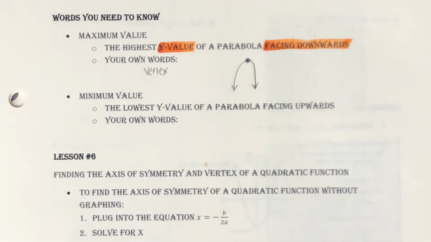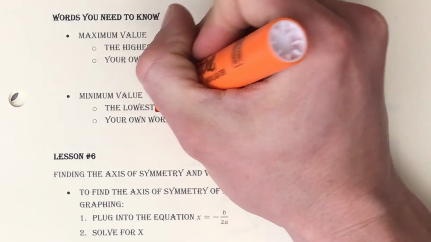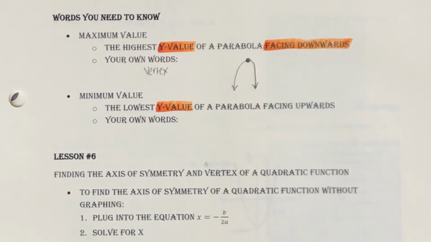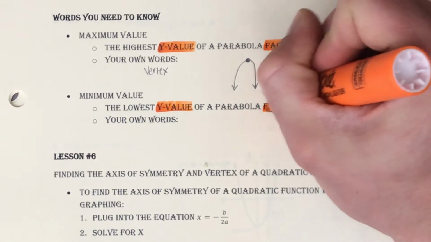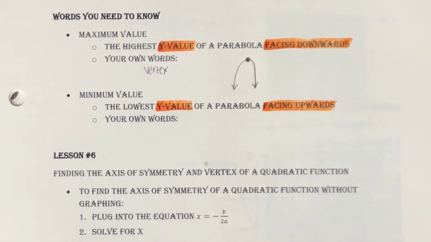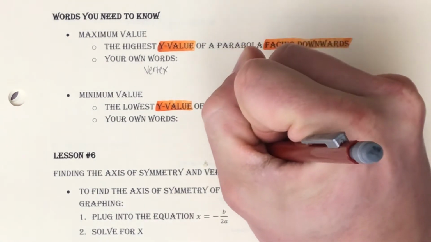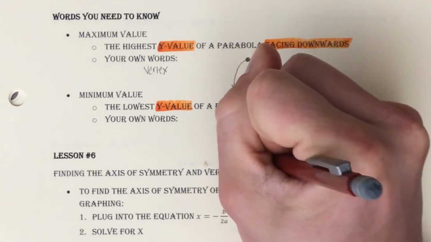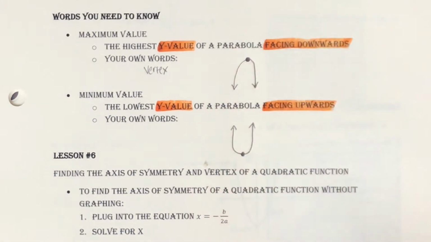Now minimum value, consequently, is a very similar idea. That's the lowest y value of a parabola that's facing upwards. So if we were looking at a parabola, that would be here, and it would be this value right here, which also is the vertex, right? So it's always going to be the vertex that you have to remember when they're asking about maximum values and minimum values of a quadratic function.